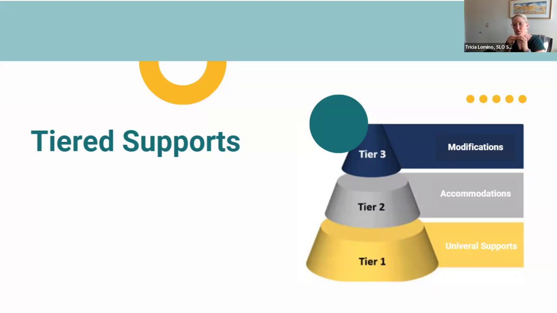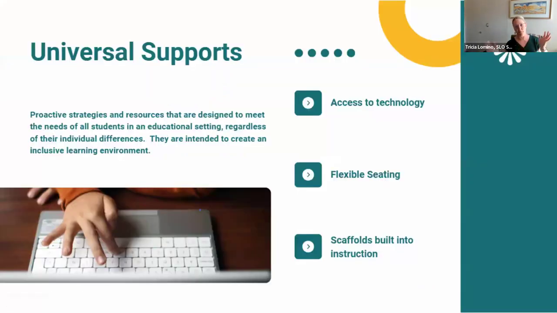And then modifications is going to be a very small population of our students, and I'll explain a little more as we go. But think of it this way: universal supports are available to all students, so that's obviously our biggest group. Accommodations is a smaller group, and modifications will be our smallest population of students. So, let's talk a little more about what that actually looks like, or how that would look in the classroom.